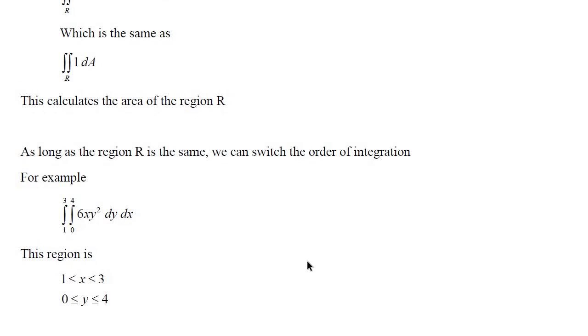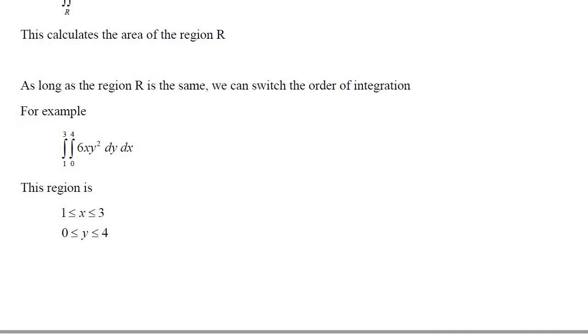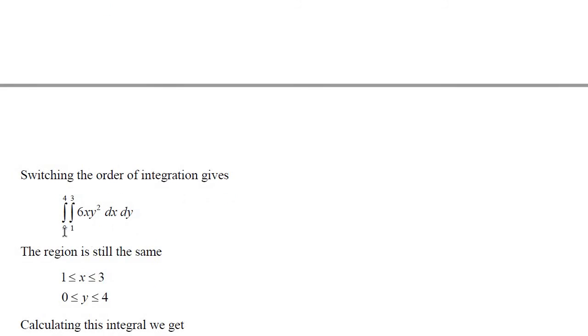Now, as long as you keep that region the same, you can switch the order of integration. So for that first example, I had the integral from 1 to 3, those are the endpoints on x, and then the integral from 0 to 4, those are the endpoints for y. So I can reverse the order of integration: the integral from 0 to 4, which is still the same endpoints on the y, the integral from 1 to 3, which is the same endpoints on the x. So I can switch the order of integration and it will give me the exact same result.